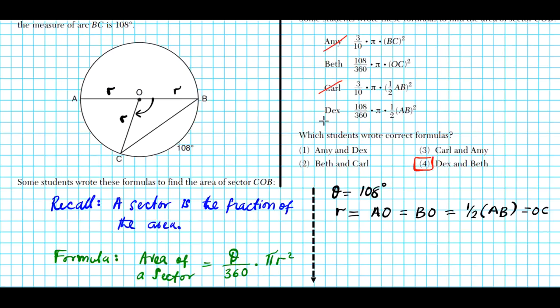Okay. So the situation with Beth, theta over 360 times pi r. R is OC. That's perfect. So this right here is R. And that's theta right there. Okay. But in case of Dex, this is theta. Good. R is half of AB. See, half of AB. That's R also. Another way to write R. So he's correct. And Beth is correct also. So that's why our correct answer is option number 4.